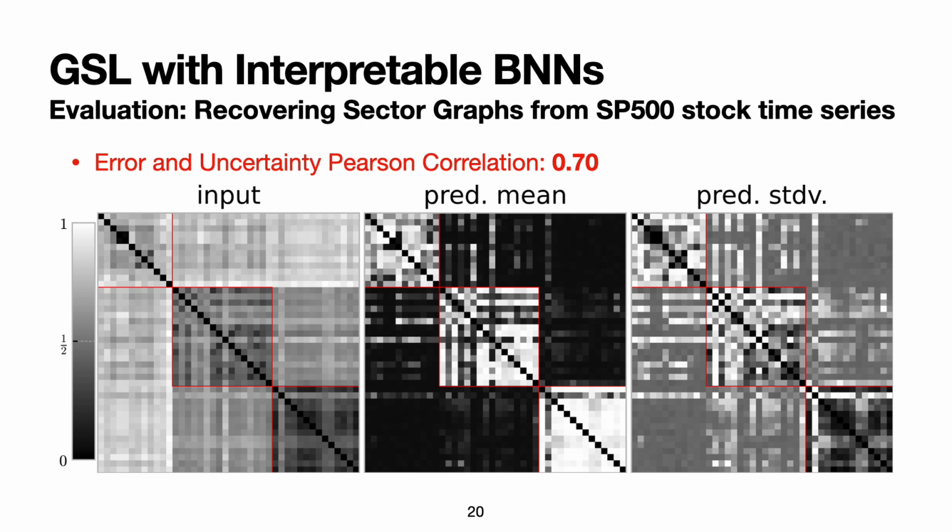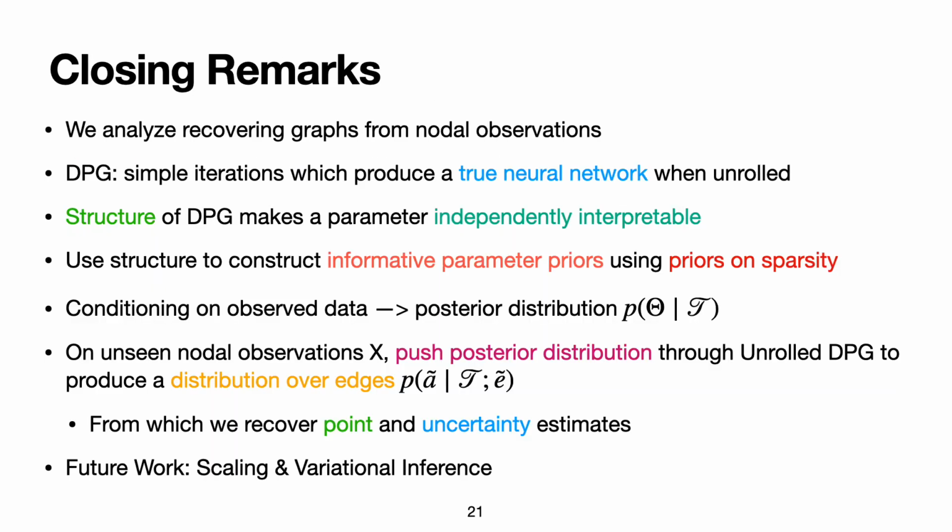So again, we do this over all edges. We take the Pearson correlation, and it's at 0.7. So we have a strong Pearson correlation between what we have access to in prediction, which is our predictive standard deviation, and what we're interested in, which is the error in our prediction.